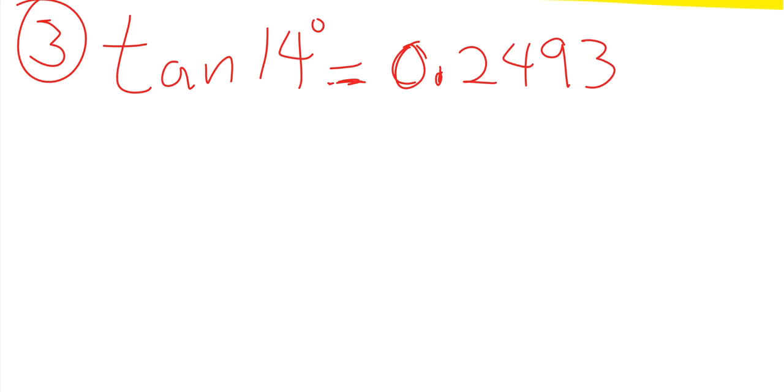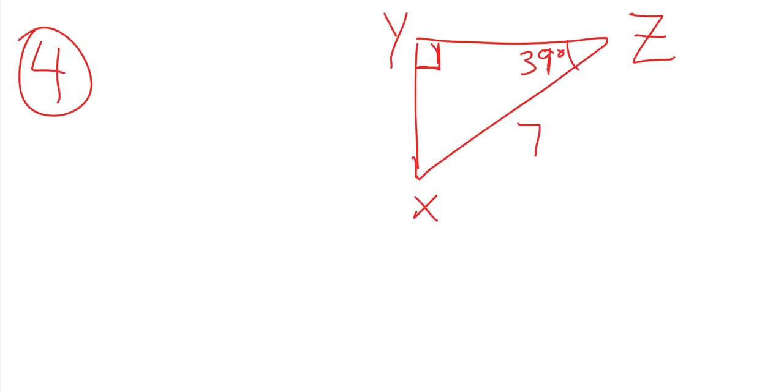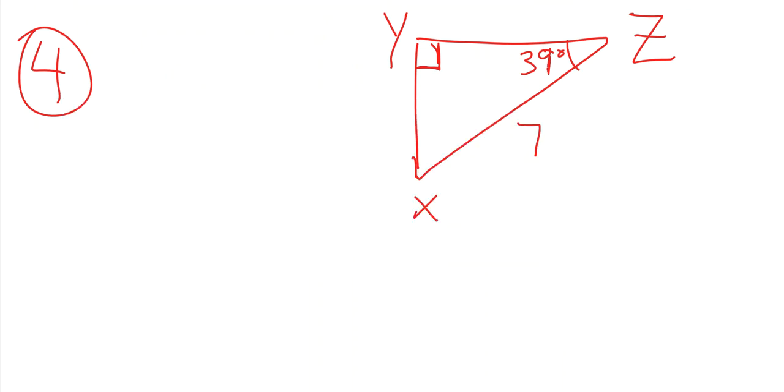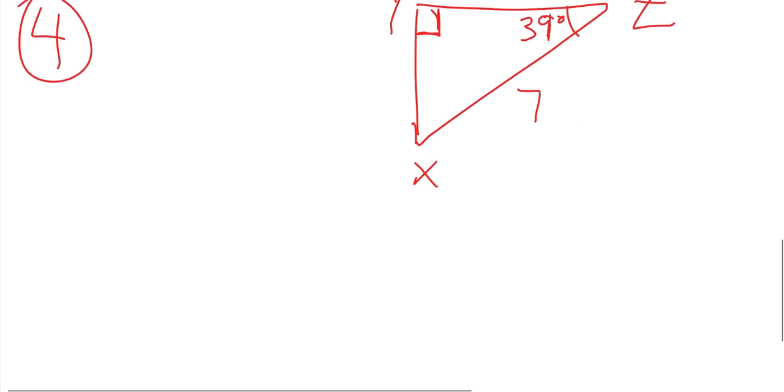Let's move on and find another one, example number 4. So example number 4, we would like to solve this right triangle. Okay, solve the right triangle. What do we mean by solve the triangle? When you hear the expression solve the triangle, what we need is all the angles and all the sides. That's what we're looking for.